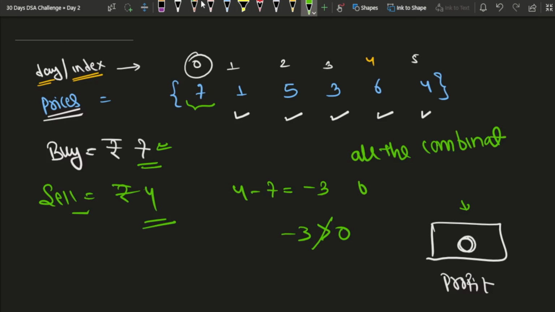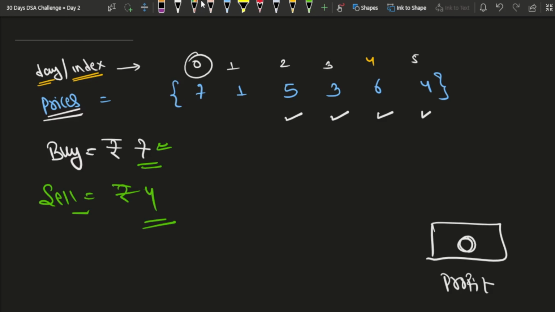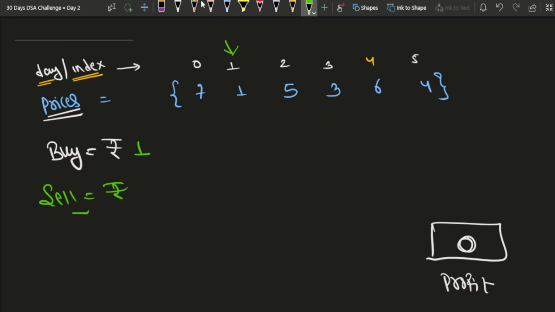If I buy the stock on day number 0. Now let's say what will happen if I buy the stock on day number 1 instead of day number 0? This is something which we are going to calculate now. Okay, so now let's say instead of buying the stock on day number 0, I buy the stock on day number 1. Then the value in my buy variable will be 1.